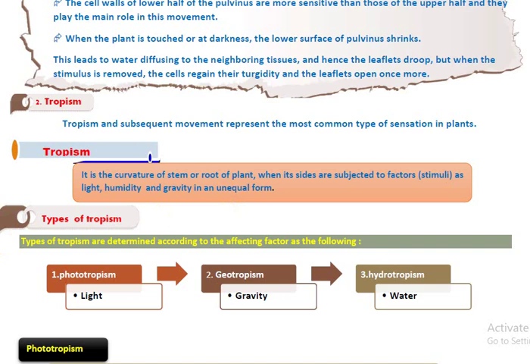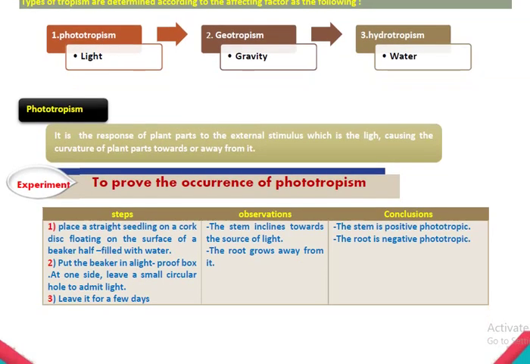Types of tropism. Tropism is classified according to the type of stimulus, determined according to the affecting factor. Phototropism, the stimulus here is light. Geotropism, the stimulus here is gravity. Hydrotropism, the stimulus here is water. Phototropism is the response of plant parts to an external stimulus, which is light, causing the curvature of the plant towards or away from the light.